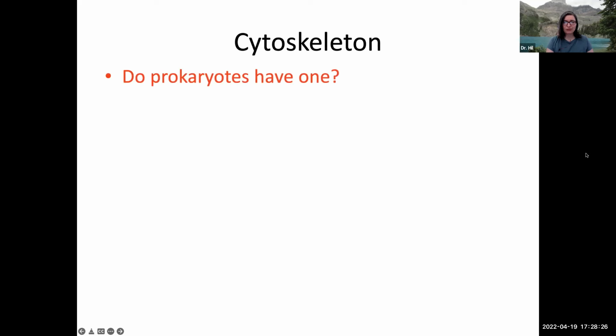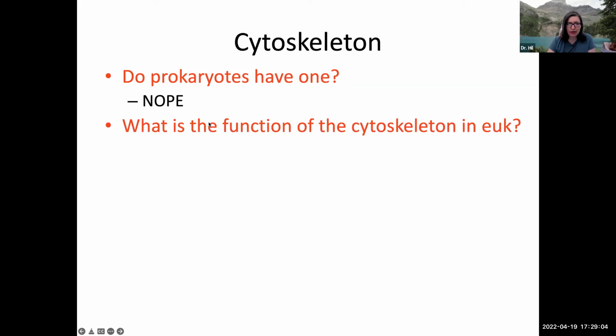Okay, question for you. We're going to talk about the cytoskeleton. Do prokaryotes have a cytoskeleton? We know that eukaryotes do. Do prokaryotes also have one? Right, they do not. If you have trouble remembering this, just think about scale. Think about how enormous a microtubule is compared to even a structure as simple in bacteria as a flagellum. So there are no cytoskeletal filaments in prokaryotes.